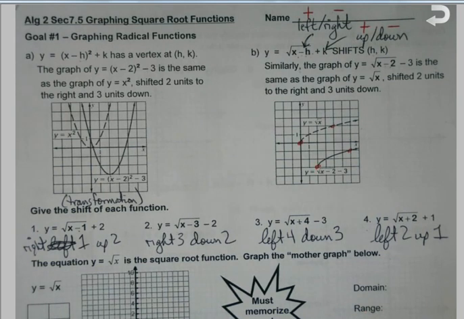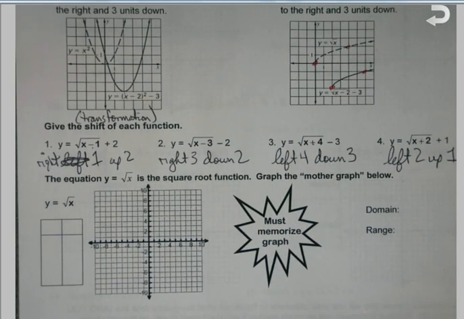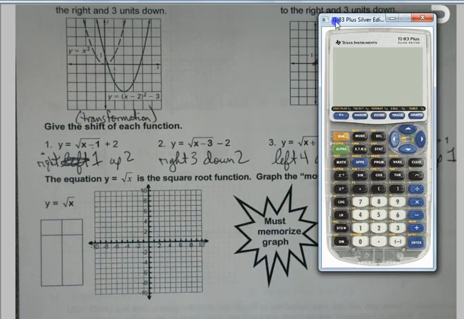So, how are we going to use that to help us when we're graphing these? Here's what we're going to do. The equation y equals the square root of x. It's the square root function. Graph the mother graph below. Now, I'm going to use the calculator to show you something, but I'm hoping it makes a little bit of sense so we don't necessarily have to use the calculator each time.